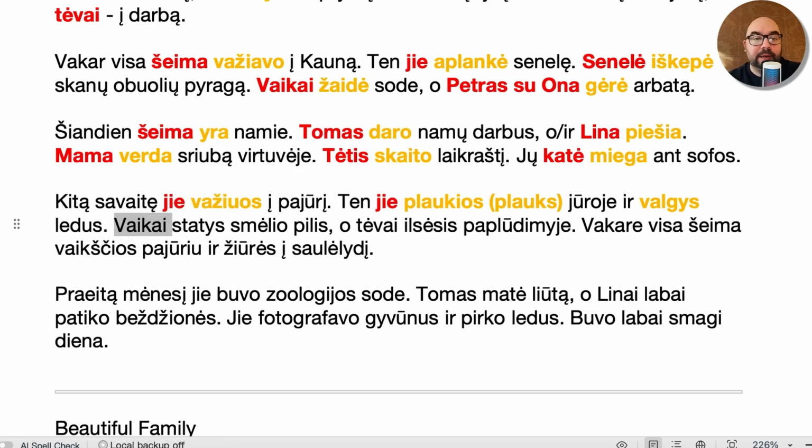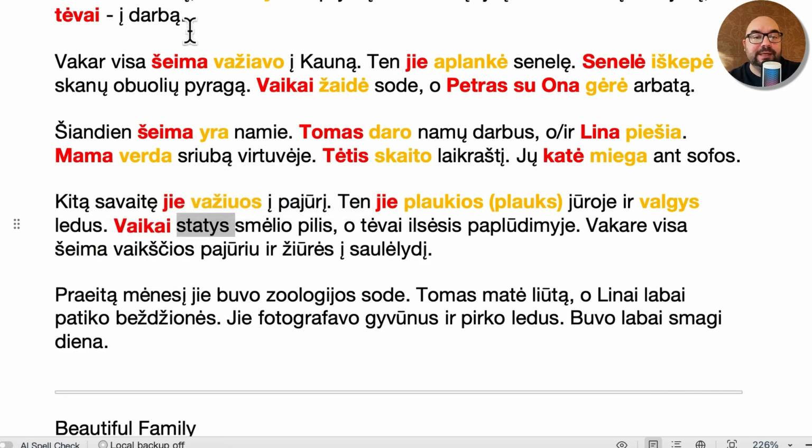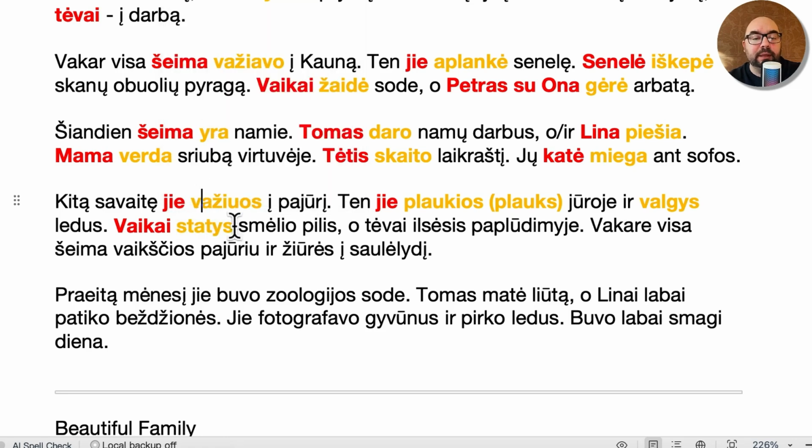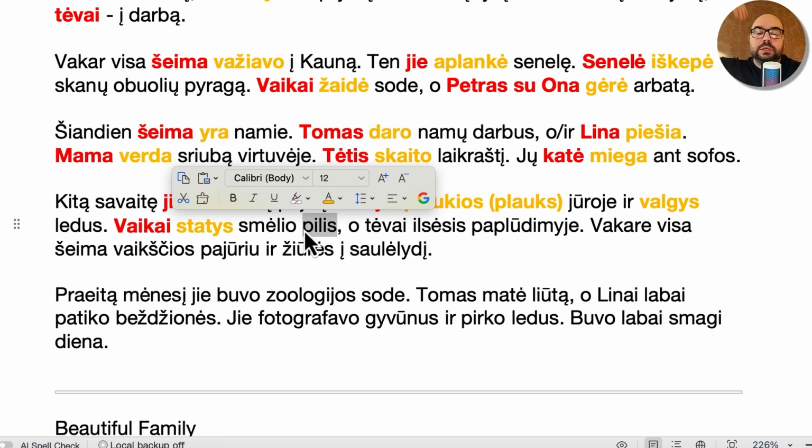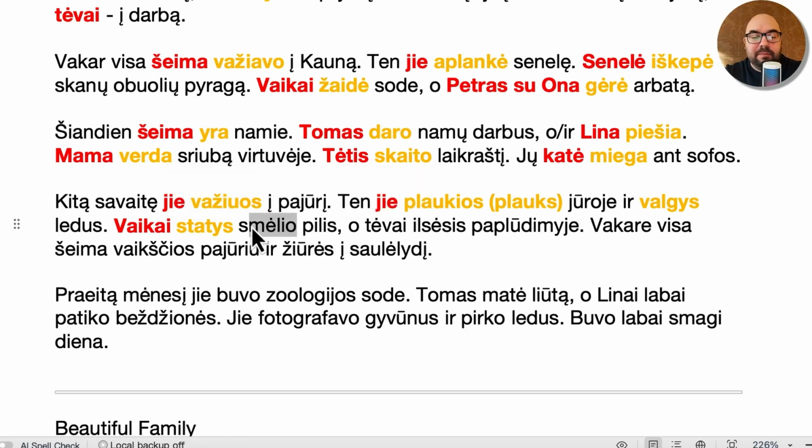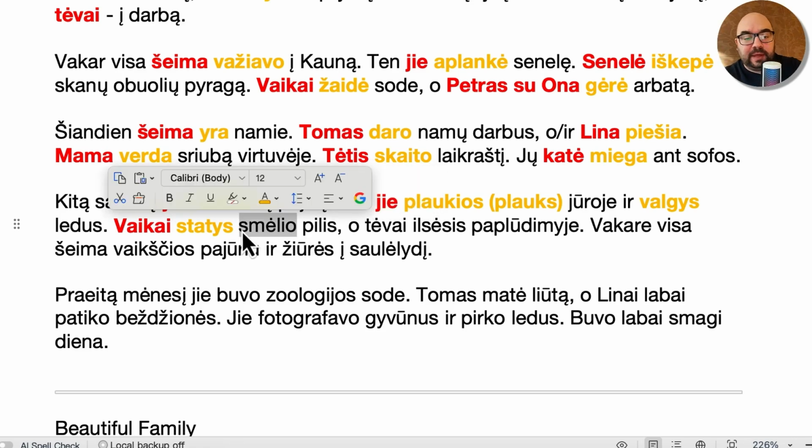Vaikai statys smėlio pilis. So the children statys, will build, statyti, to build, will build smėlio pilis, sand castles. That means castles of sand. Therefore, smėlio is in genitive case.